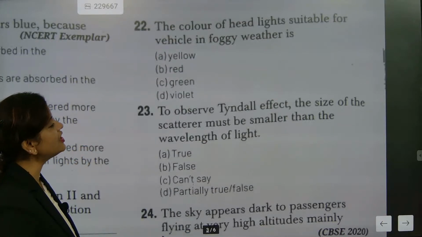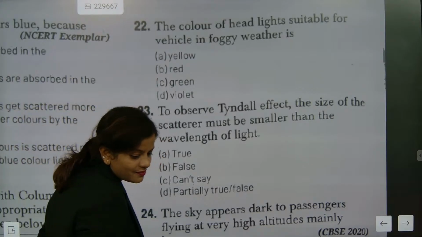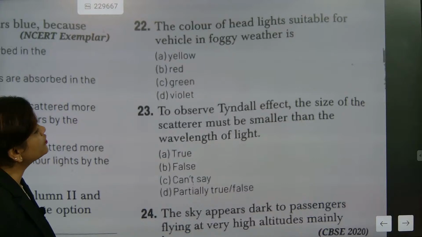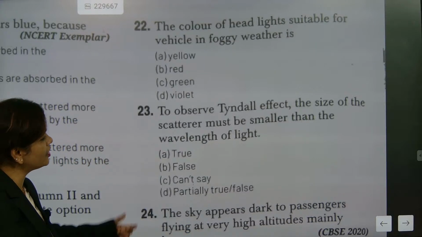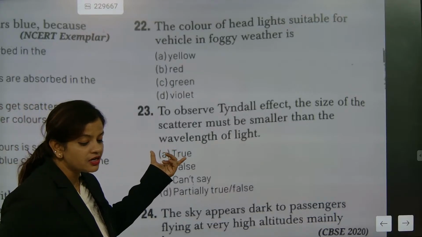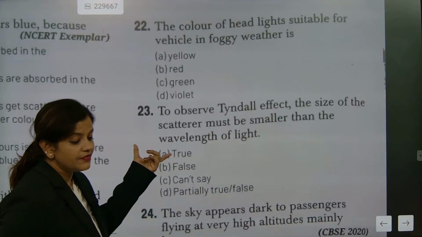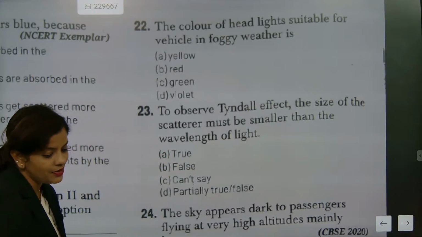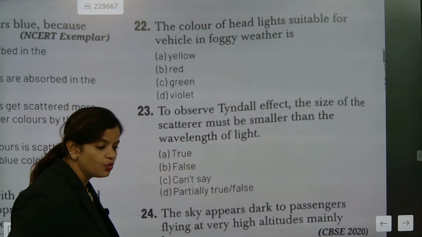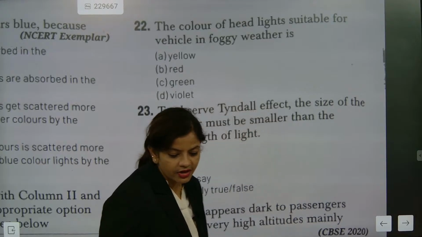To observe Tyndall effect, the size of scatterer must be smaller than the wavelength of light. Is this true or false? No. The size of scatterer must be greater than the wavelength of light. Then only it will scatter. So this statement is B, false. This is not true. See, what they are telling is that the scatterer must be bigger. No, the scatterer is smaller.